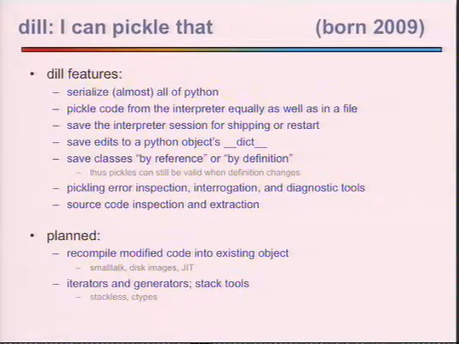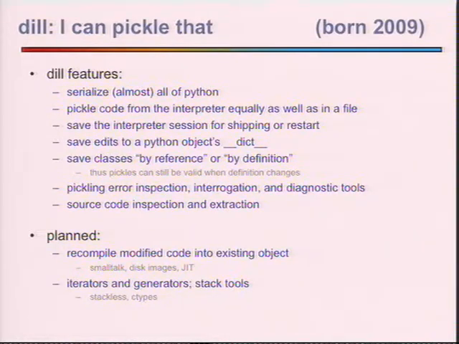So in about 2009, I realized that what I had to do in front of me was basically serialize all of Python to make this work. So I started dill, and now it can serialize almost everything in Python. It can pickle code from the interpreter equally as well as from a file. You can save the entire interpreter session, which I showed. You can save and edit a Python object's dict, save classes by reference or definition.